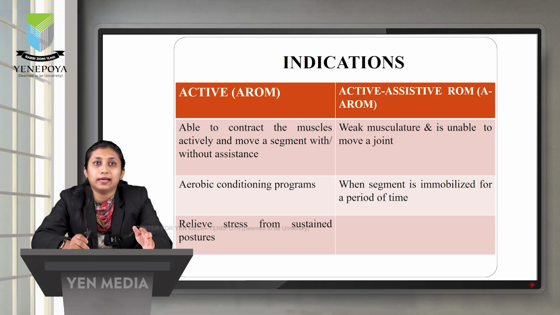Active range of motion will help in aerobic conditioning programs and in order to relieve the stress from sustained posture. That is, if we are maintaining a posture for a long period of time, we can take some break and do some range of motion exercise. Also, when a segment is immobilized for a period of time, it might need a reminder or a push that the movement is present, and then we need to complete it.